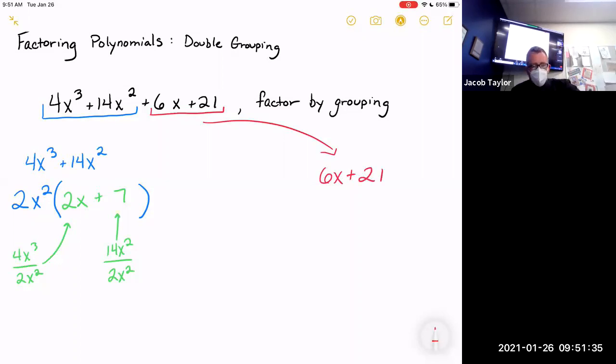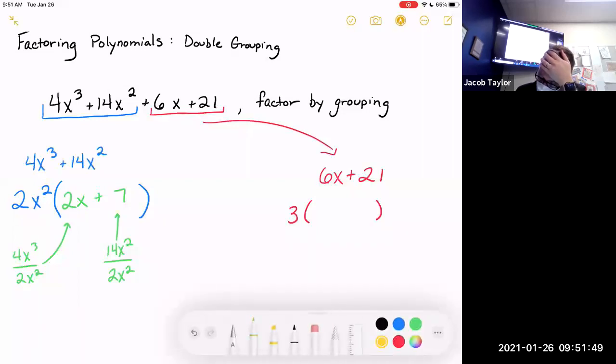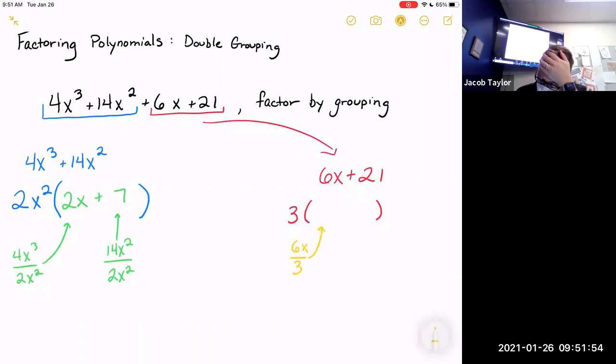6x plus 21, what's the greatest common factor? 3? 3 is correct. And let's see what will be in those parentheses. So we'll take the 6x and divide by 3. That gives us 2x, good. And then we'll do the second term, which was 21. 21 divided by 3 is 7, plus sign in the middle.